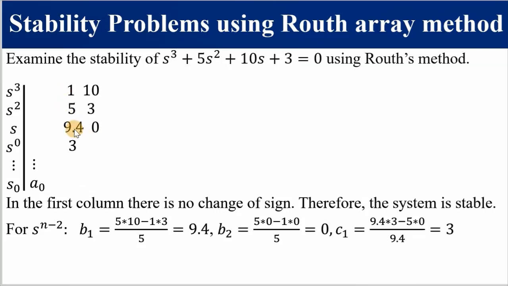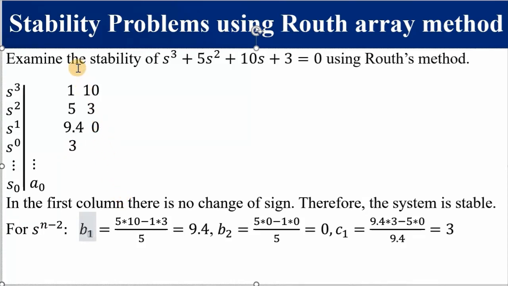So we are now going to calculate B1. This is s to the power 1. So this is our B1, B2, and this is our C1. Please take note of the Routh-Hurwitz array. How do you calculate B1? B1 is 5 times 10 minus 1 times 3, and this is going to give you 9.4, so we put 9.4 there. How do you calculate B2? Take note that we've got some zeros there, and hence 5 times 0 minus this gives you 0, hence this 0. We are now going to calculate C1, and C1 gives you 3, and you are done.